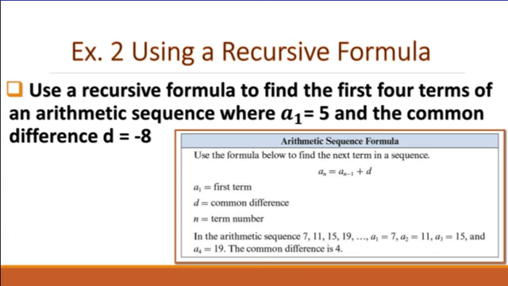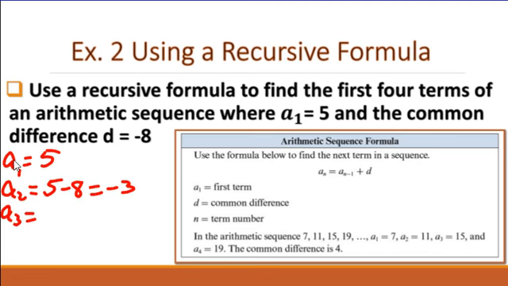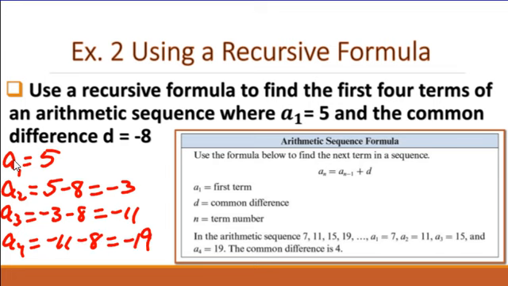Next one, let's use the formula for this one. Our first term is 5. Our second term, and for this one, I would just take 5 minus 8. So 5 minus 8 would give us negative 3. And the third term would be our negative 3 minus 8, which gives us negative 11. And our fourth term, negative 11 minus 8, gives us negative 19. So that would be our arithmetic sequence for that example.